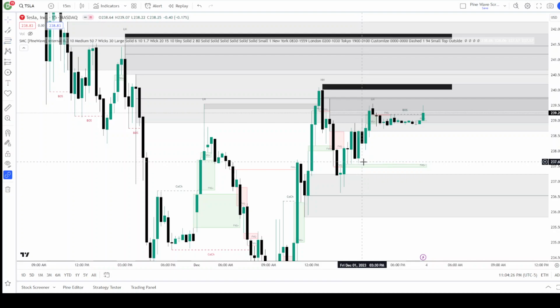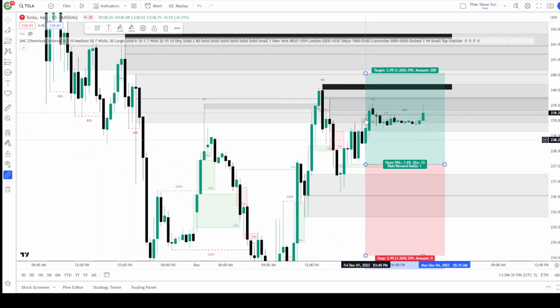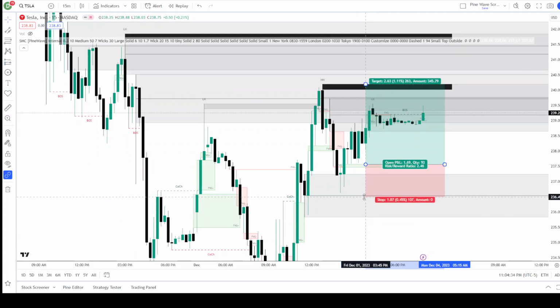if you get a good entry in a fair value gap, you're looking to target an old high. You're looking to set your stop loss at an old low. It's a 2.86 risk reward if you get this fair value gap entry, right? And if you run it up, we didn't quite get there, but we also didn't get stopped out. That's kind of the way you play those fair value gaps.